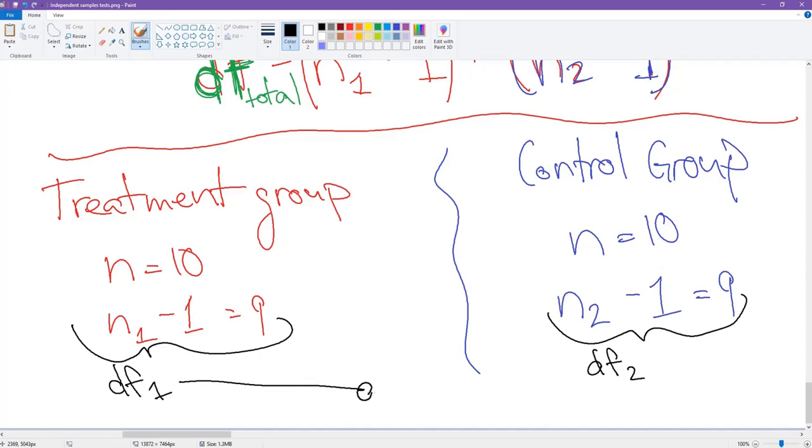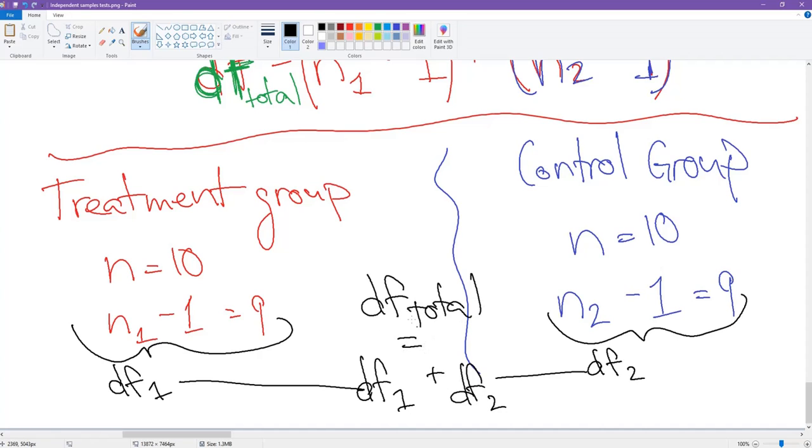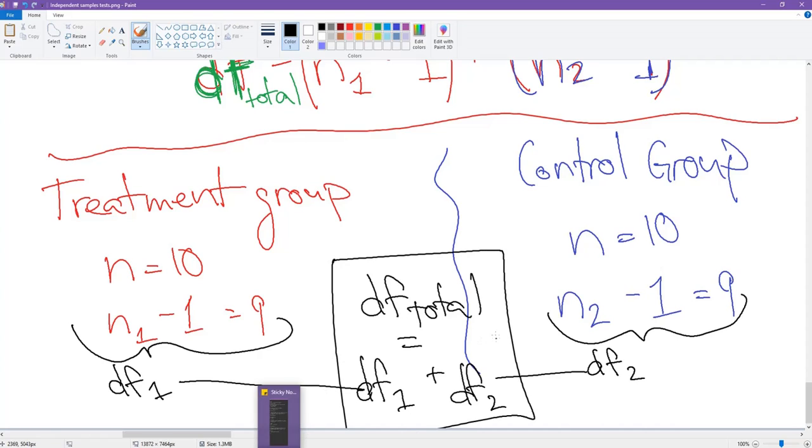And then when you take df1 plus df2, you get df total. So that's your way of dealing with how you get degrees of freedom total for this.